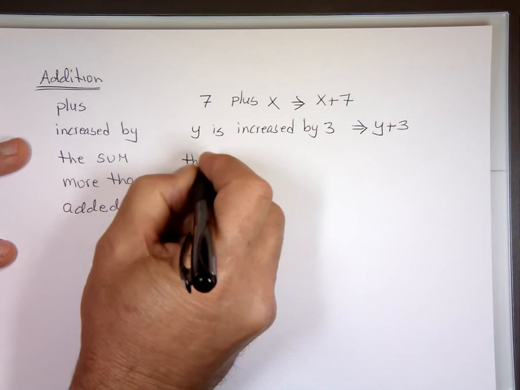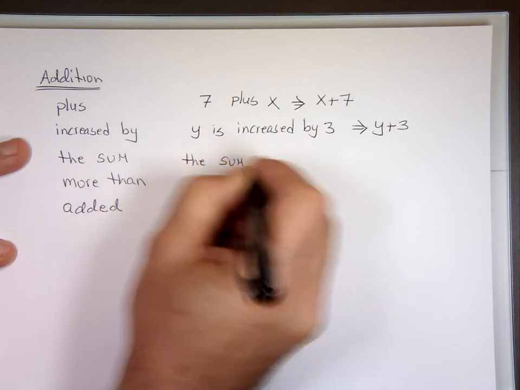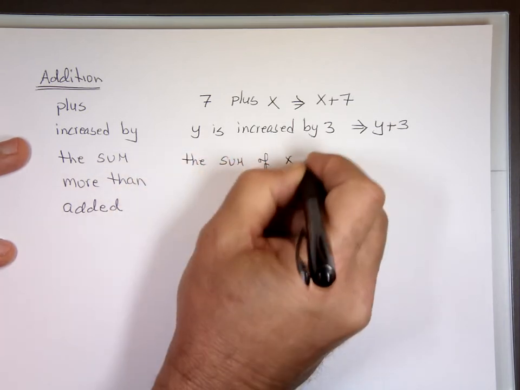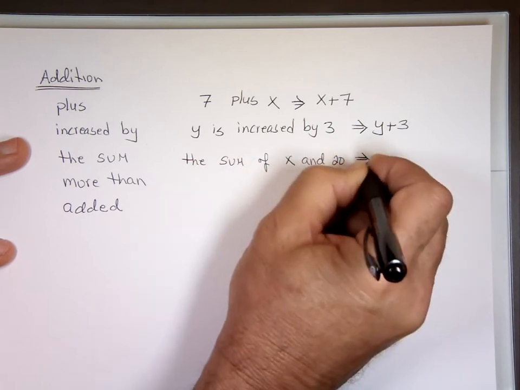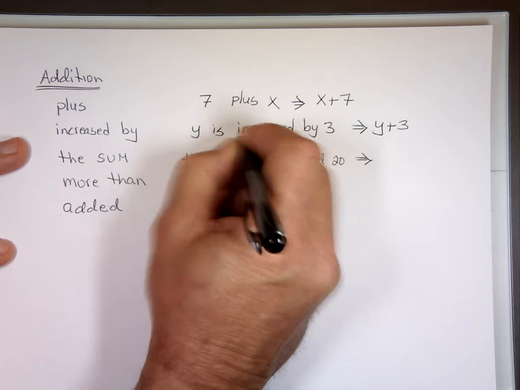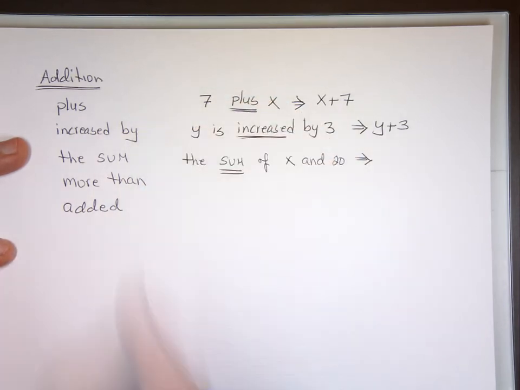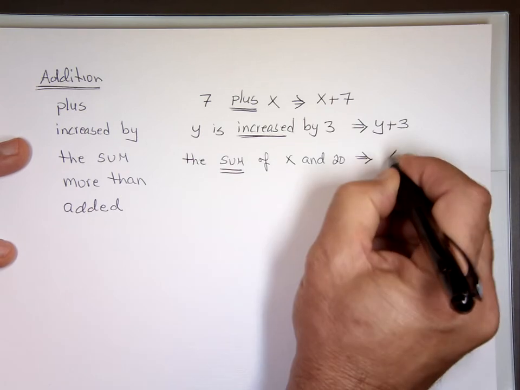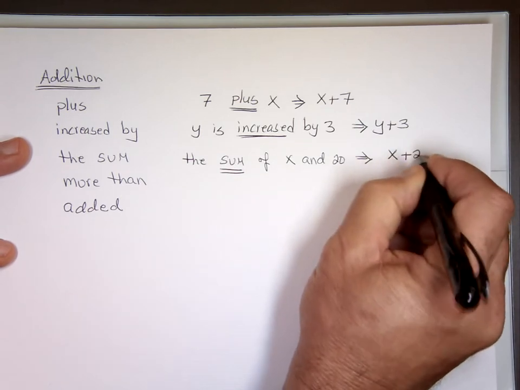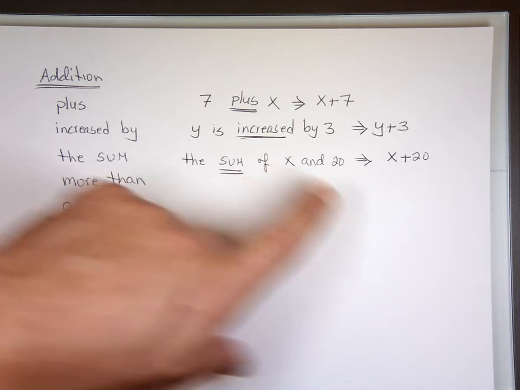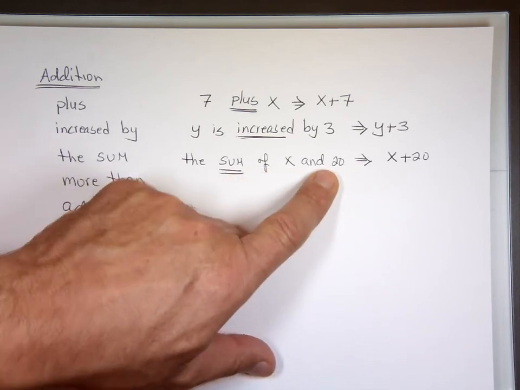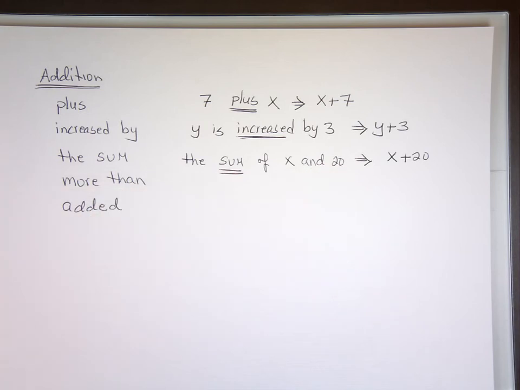The sum of x and 20. Notice the word sum here, increased here, plus here. All of these mean addition. The sum means addition. X plus 20. When they give you the sum, the first one you see you write first, the second one you write second. So x is first, 20 is second.